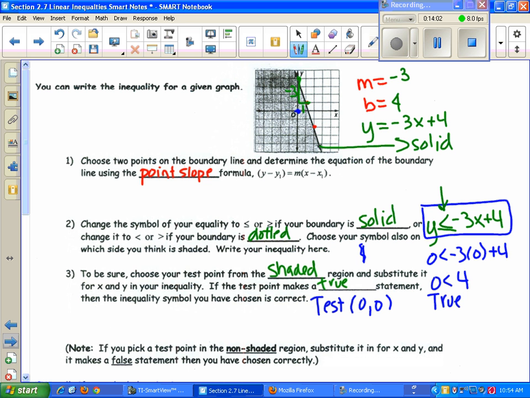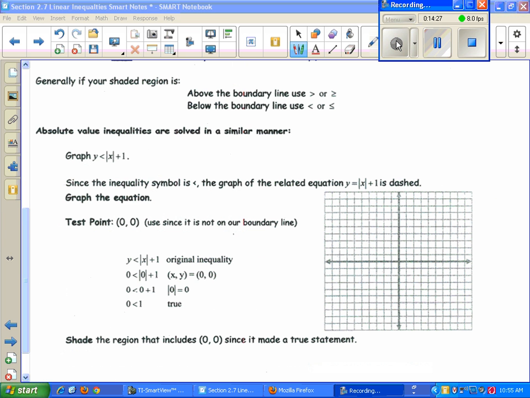So note, if you pick a test point in the non-shaded region, substitute in for x and y, and it makes a false statement, then you have chosen correctly. The vice versa is also true, but I find it a lot easier just to always pick a point in your shaded region. If it makes a true statement, then you did a good job. If it doesn't make a true statement, then you would have to flip your inequality so that it would go the opposite way. So as I said before, generally if your shaded region is above the boundary line, you're going to use greater than or equal to. If it's below the boundary line, you're going to use less than or equal to. And if you're ever unsure, just always pick a test point and check.